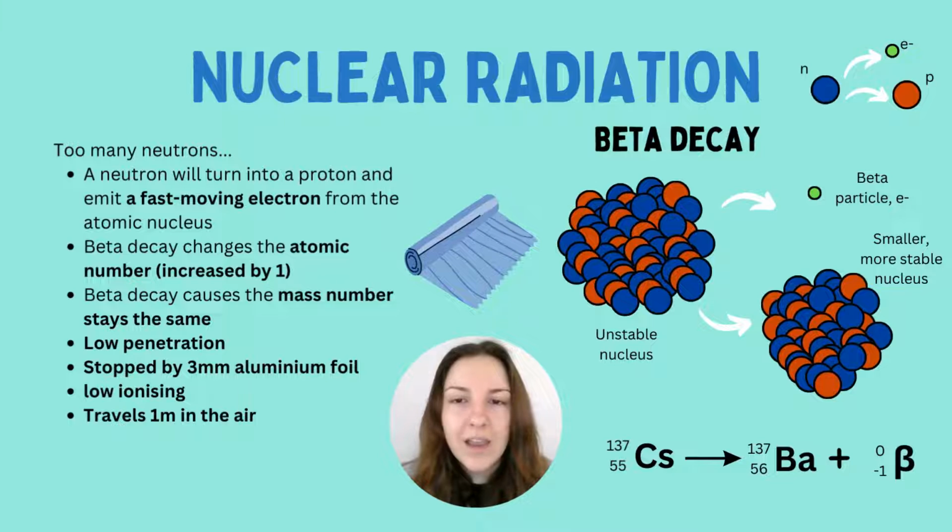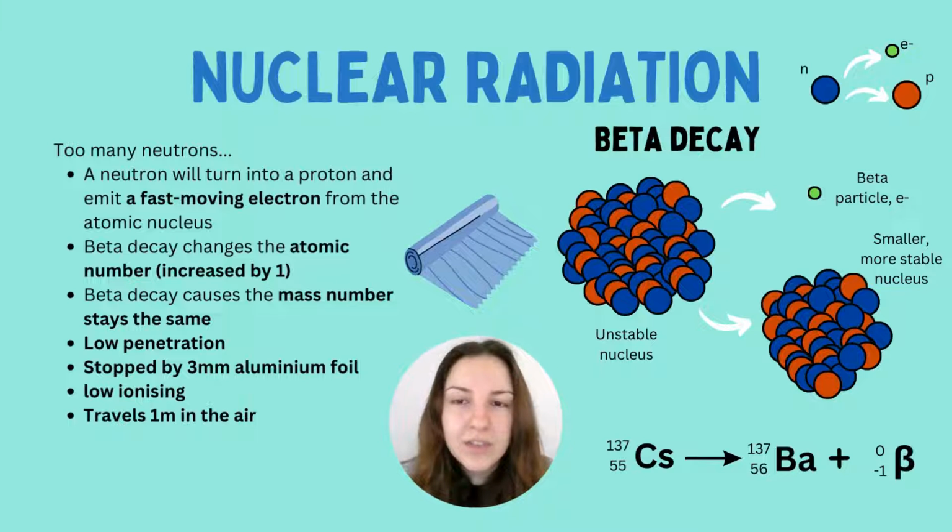So beta decay often causes a change to the atomic number, but no change to the mass number, because electrons don't have really a large mass comparative to the other subatomic particles. So as you can see, we can say that beta has a 0 atomic mass and a -1 sort of atomic number.